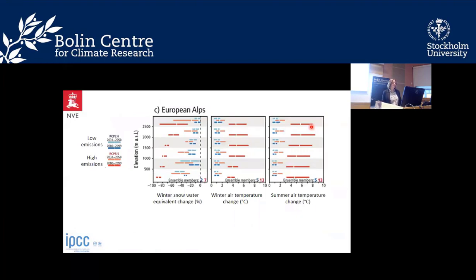Looking at the European Alps, I think the main thing to look at here is the difference between the low emission scenario and the high emission scenario. The low emissions is the blue color, the high emissions is the red color, and the darker shading is the far future, 2080 to the end of the century. In the near future, there's not a big difference between the two scenarios. Obviously, in the high emission scenario, things happen faster and more intense, but not that much difference. But if you look at 2080 to 2099, there's a huge difference between the two emission scenarios.